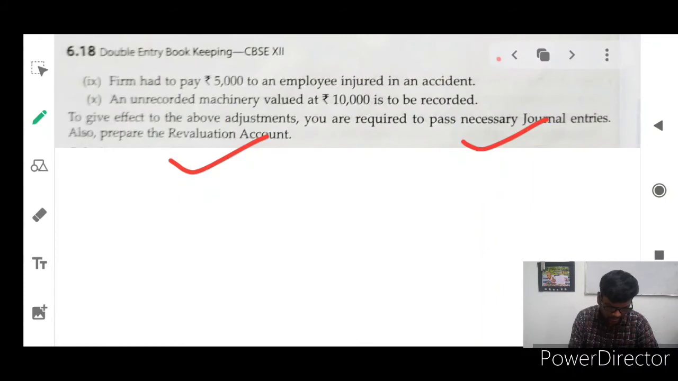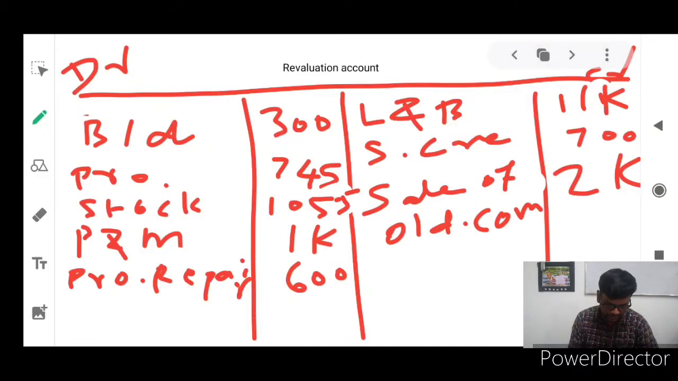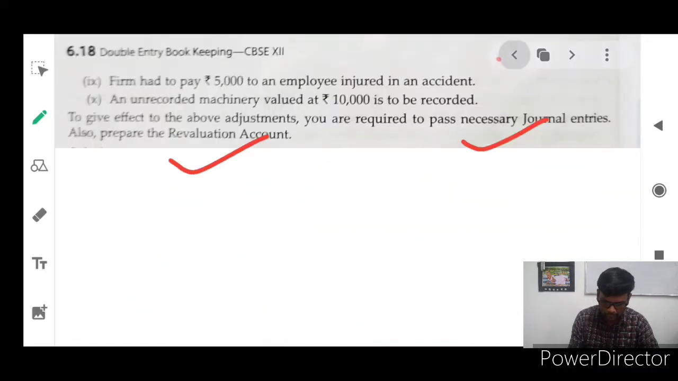Then the last two transactions only. The firm had to pay 5000 rupees to an employee injured in an accident. It is workman's compensation fund. So one workman in the firm met with an accident and is injured. For that we have to pay 5000 rupees. Anyway, liability increased, so workman's compensation. So we can write compensation, or accident compensation, whatever it is. For compensation, amount rupees 5000, 5k. We are responsible to pay that particular person who met with an accident.